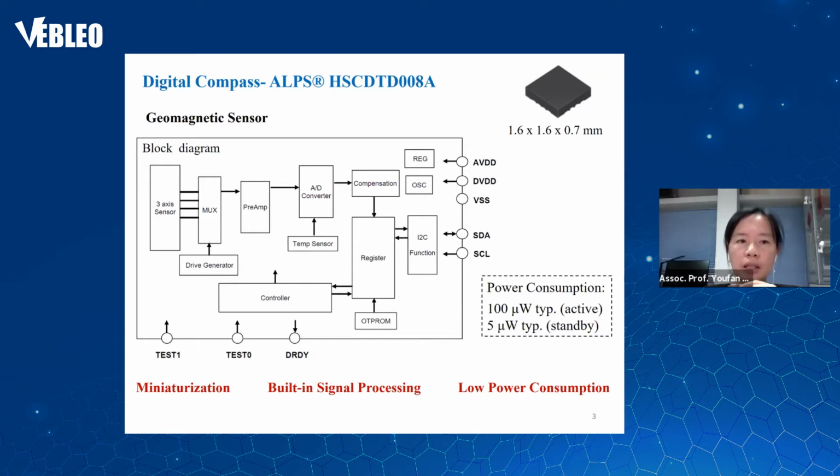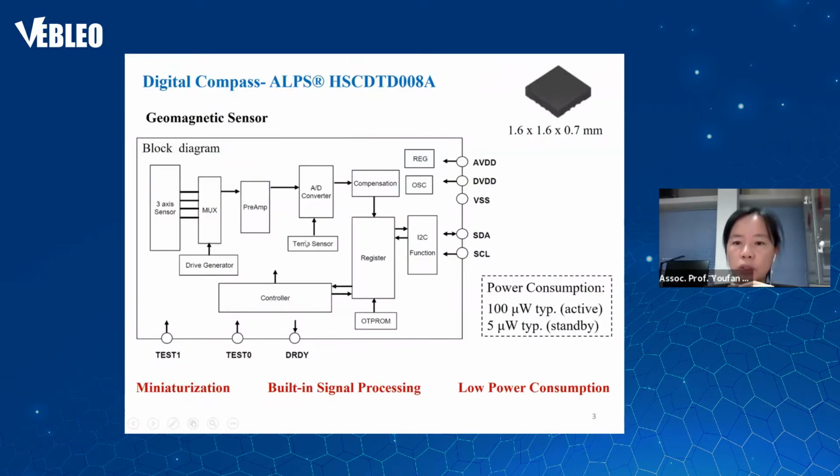And secondly, if we take a look at the block diagram of the sensor system, we see that here is the sensor, and all of the rest of the parts are for signal processing. So we call this kind of sensor a smart sensor.